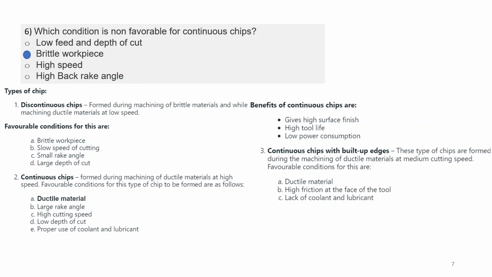of chips. Okay, so discontinuous chips are formed during machining of brittle material, or while machining ductile materials at low speeds. Favorable conditions for discontinuous chips are brittle workpiece, slow speed of cutting, small rake angle, and large depth of cut.